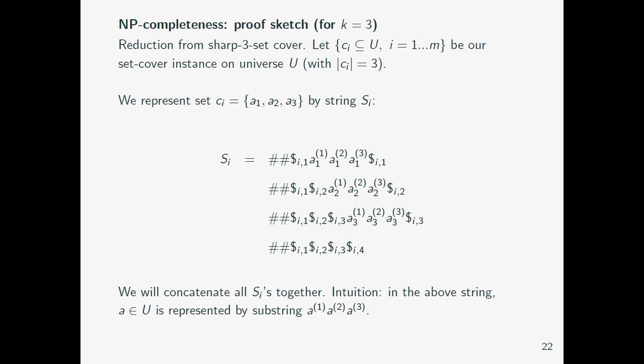For the NP-completeness, I can give a sketch. Basically, it's a reduction from set cover, specifically sharp 3 set cover. You have the family of sets, Ci, and this is the universe. The idea is to build a string, and in our string we have a different substring for every subset Ci. Every element, for example A1, becomes A11, A12, A13. These are alphabet characters. So we build this string here. We also have some additional characters, dollar and hash. And then we concatenate all these strings together.